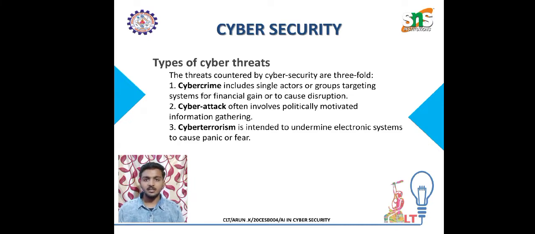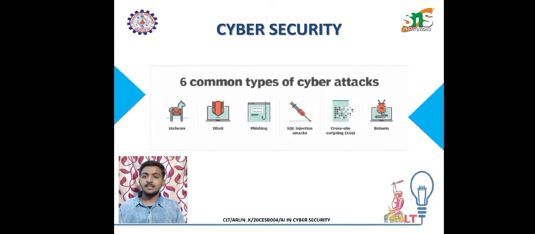Cybercrime includes single actors or groups targeting systems for financial gain or to cause disruption. Cyber attacks often involve politically motivated information gathering. Cyber terrorism is intended to undermine electronic systems to cause panic or fear. 6 common types of cyber attacks are malware, DDoS, phishing, SQL injection attacks, botnets, and lastly cross-site scripting.